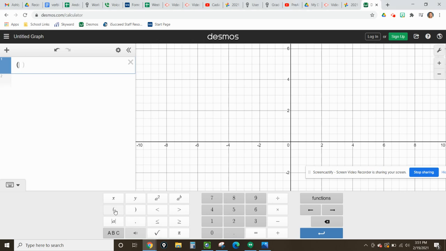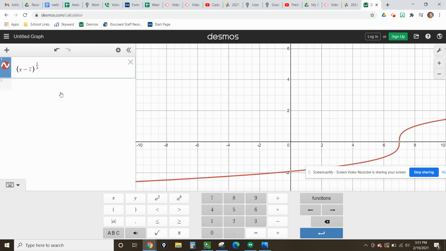So what you could do is type in x minus 7, and you can see it just starts graphing things for you. x minus 7, and then I can raise it using this exponent button, raise it to the power of 1/3. So I can go 1 divided by 3. And so now I have the same thing as the cube root of x minus 7. I have x minus 7 to the 1/3 power.